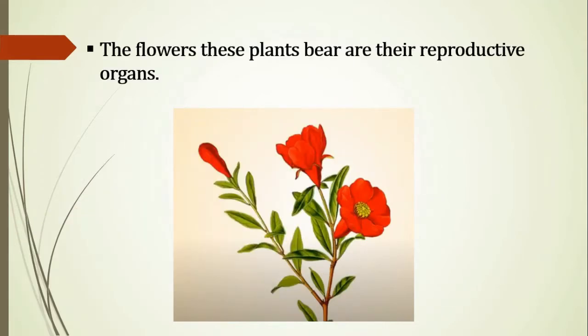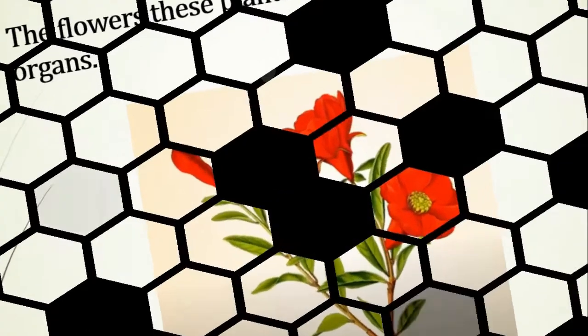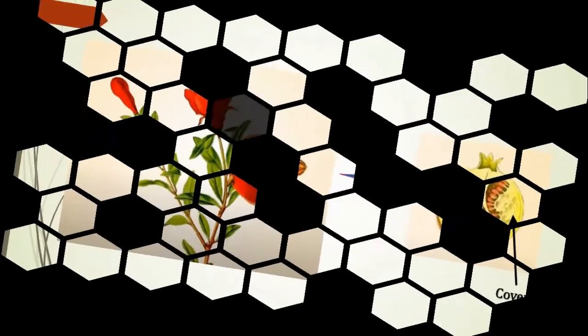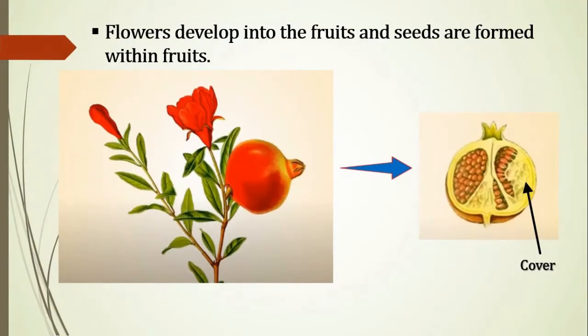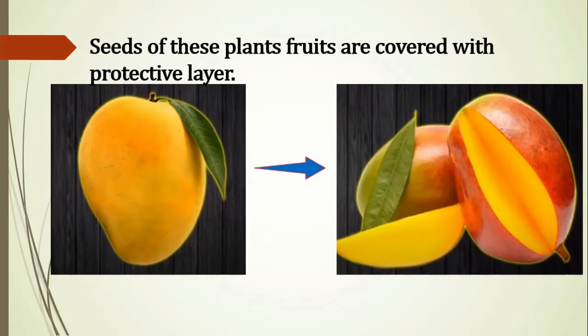The flowers these plants bear are their reproductive organs. Flowers develop into the fruits and seeds are formed within fruits. The seeds are covered, hence they are called angiosperms. Angio means cover, sperm means seed. Seeds of these plants, fruits are covered with protective layer.